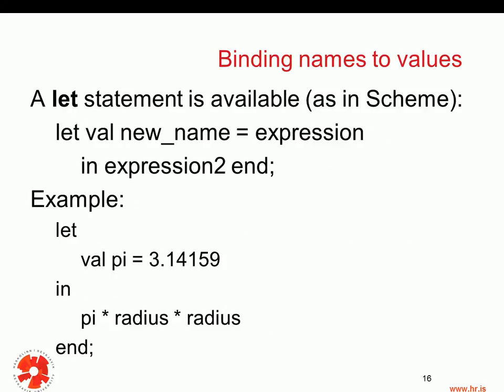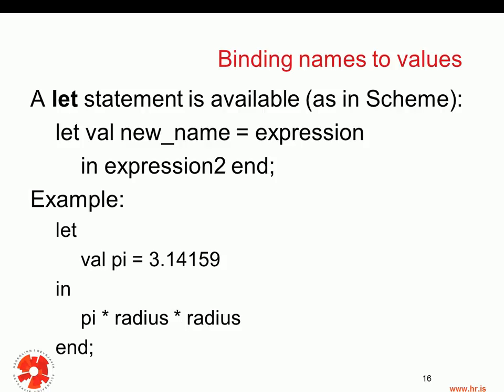Now, we saw let statements in Scheme, and we also have let statements available in SML. So we can say let val and then some name be equal to an expression in some other expression. What do we mean by this? For example, we can say let val pi is equal to 3.14159 in pi times radius times radius.